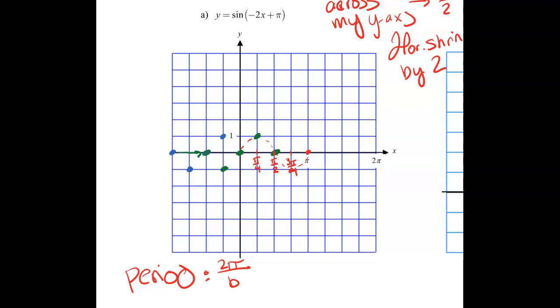So finally, my graph ends up looking something like that. Neat. And that's done.